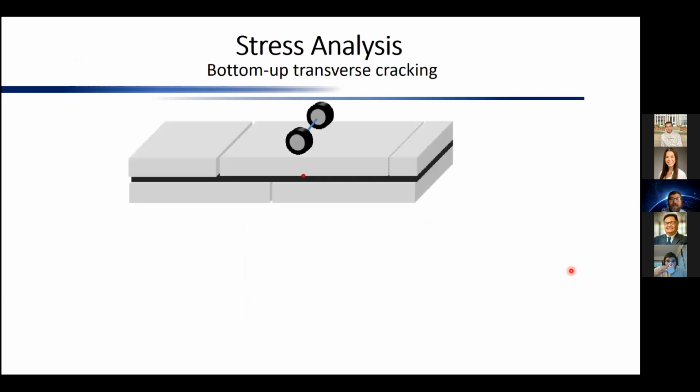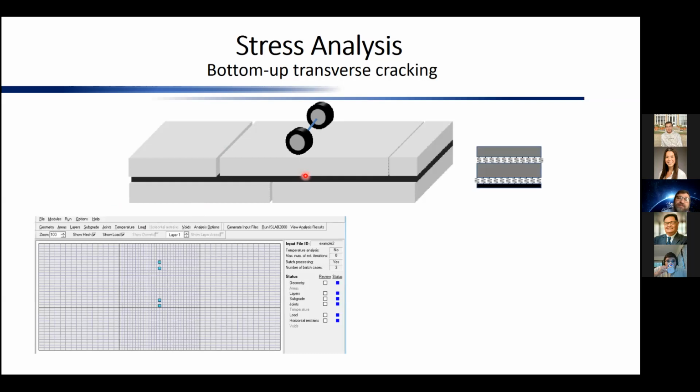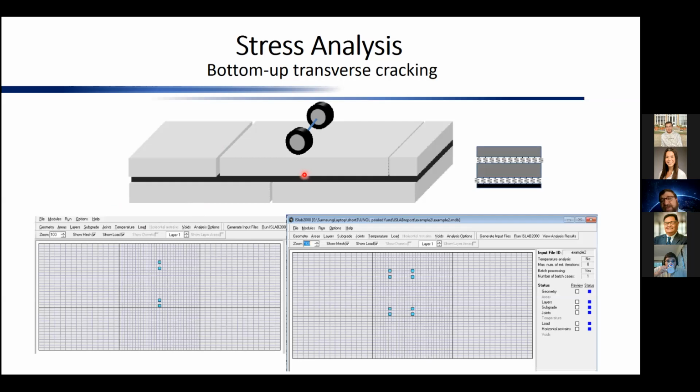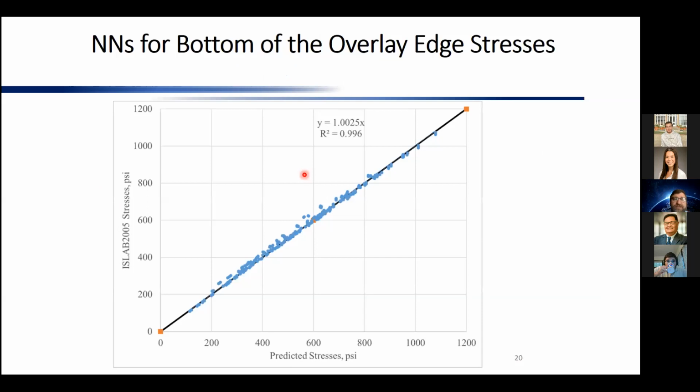So there's the stress analysis. We started from the same model as that used in the pavement ME. So when a heavy axle load is located at the slab edge between joints and during daytime conditions, then we will have high tensile stresses at the bottom of the overlay, and you can see structural models for single and tandem axle loading. And using a very similar approach to the pavement ME, I'll show you a couple of slides later, we developed neural networks, and you can see the predictions are not bad. So here we have a comparison of neural network stresses with ISLAB calculated stresses.